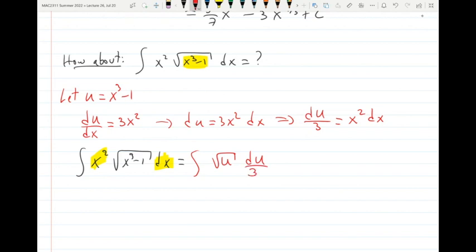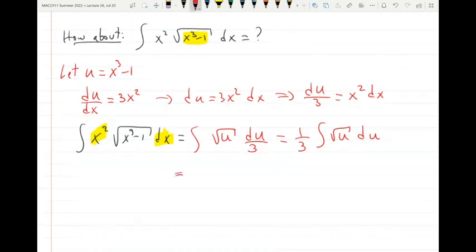So let me rewrite this. So now, this 1 over 3 is just a constant, right? So we can take it out. So this is 1 over 3, the integral of square root of u du. So we change this original integral for this one. So now the question is, this only will work for you if you know how to solve this one. Now, do you know how to solve this integral? Yes, we just did that. This is just square root. So now we solve that one.